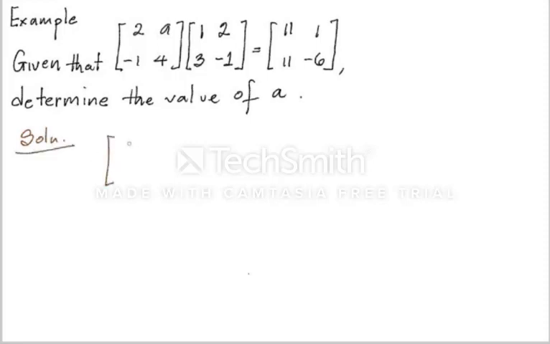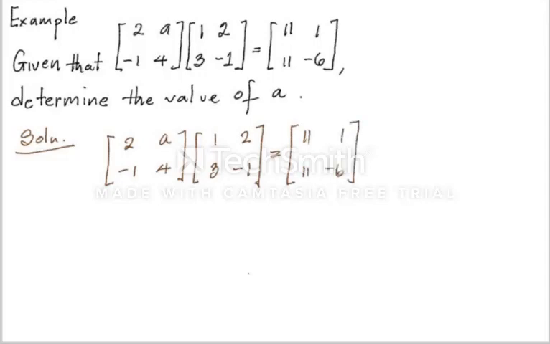It would be the matrix 2, minus 1, A, 4, multiplied by 1, 2, 3, minus 1, and that would be equal to 11, 11, 1, minus 6. Let's ensure that our A doesn't look like a 9. So let's multiply, row 1 by column 1. 2 times 1 is 2. A times 3 is 3A.